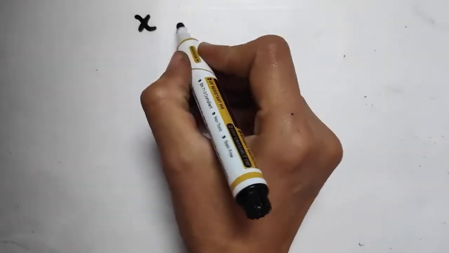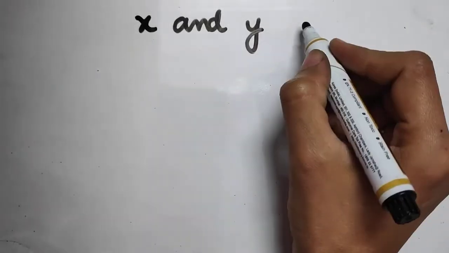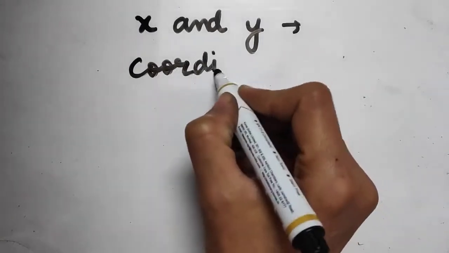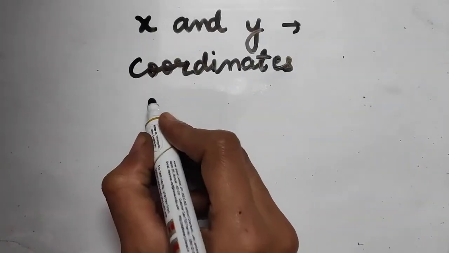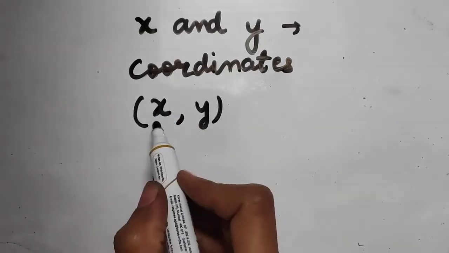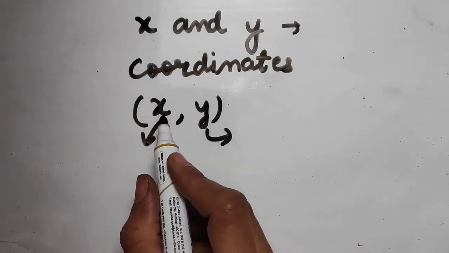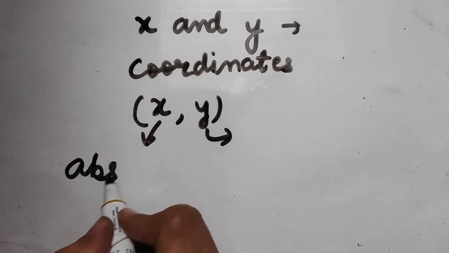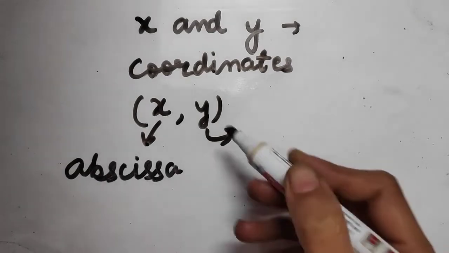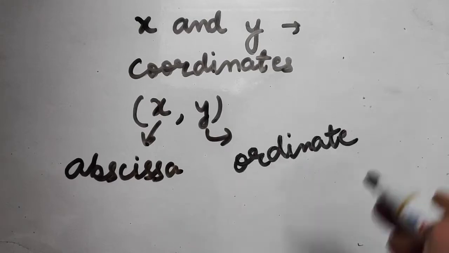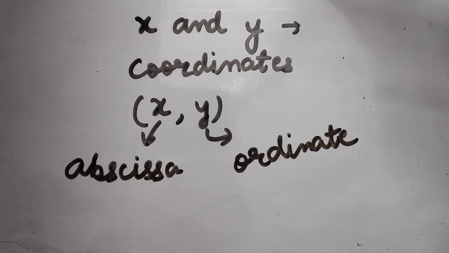So x and y taken together are called coordinates, and it is written as x comma y. X is called the x coordinate. This point refers to the y coordinate. The other name of x coordinate is abscissa. The other name of y coordinate is ordinate.